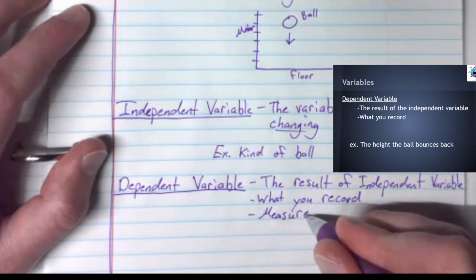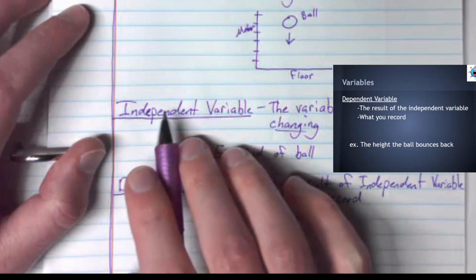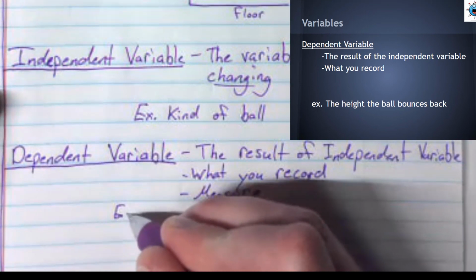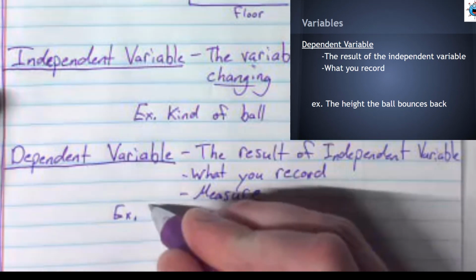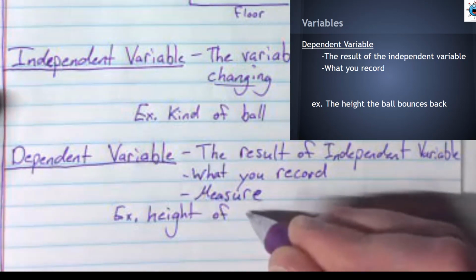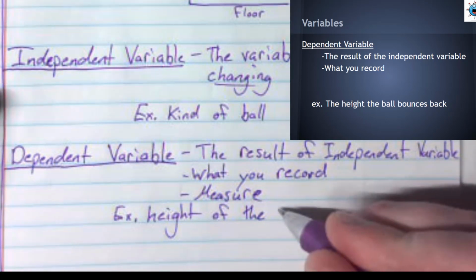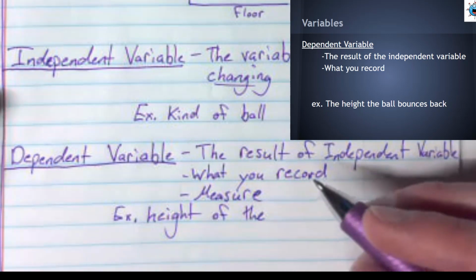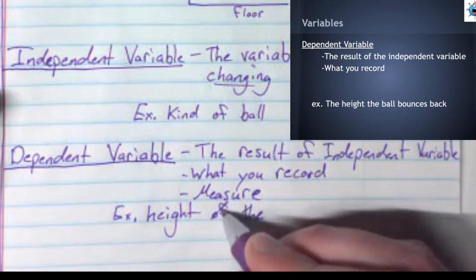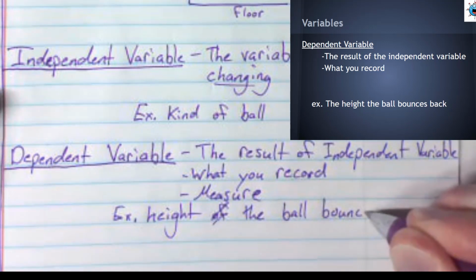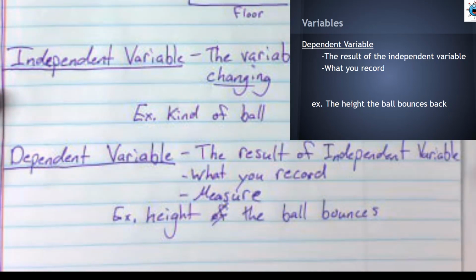Okay, so we have our independent, we have our dependent. Let's put our example. The height the ball bounces. Okay, so we have our independent and our dependent.